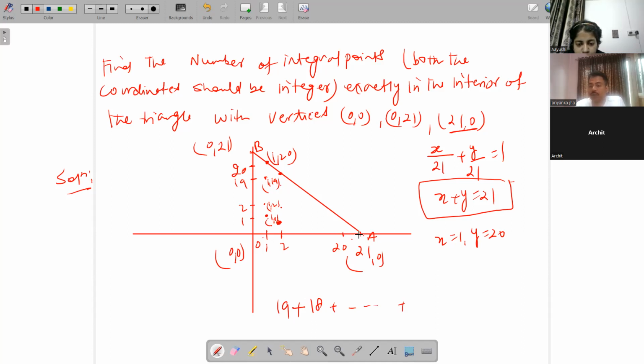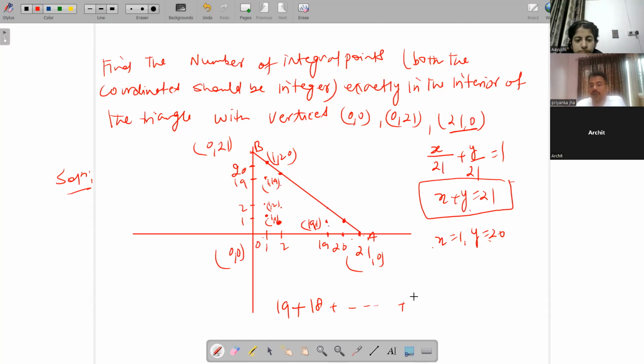And in the end you can say that 21 comma 0 you cannot consider because this is a vertex and this lies on the sides. 20 comma 1 you can also not consider, because if you put x equal to 20 you will get y equal to 1, that will exactly lie on the line. So you can consider till 19 comma 1 only. If you consider 19 comma 2, that will lie exactly on the line.